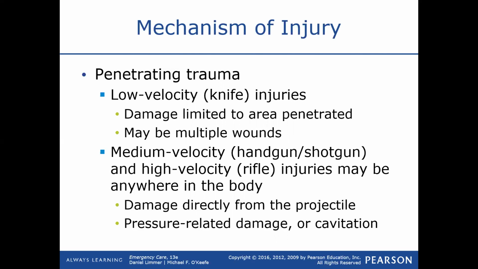All right, damage can be limited to the area penetrated, and there may be multiple wounds. So you get stabbed a whole bunch of times. Obviously, there's going to be multiple wounds, but likely there's not going to be areas other than where the knife hit injured. Whereas a gun could bounce around inside the body depending on the velocity, okay? So we're considering medium velocity to be handguns and shotguns, and high velocity, rifles. It can be anywhere in the body. Damage directly from the projectile, and pressure-related damage or cavitation.